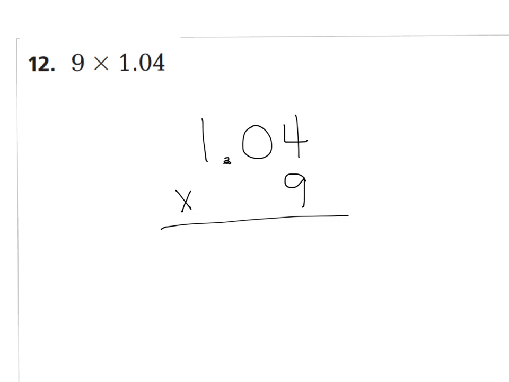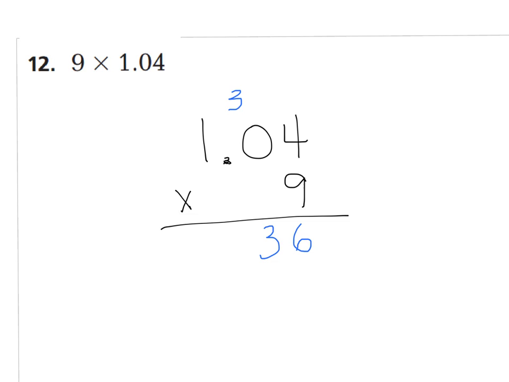Okay, for this one, you should have said that you have 9 groups of 4 hundredths. So 9 times 4 is 36 hundredths. We can't fit 36 hundredths in the hundredths place, so we're going to regroup and have 3 tenths and 6 hundredths. Now we have 9 times 0 tenths, which would be 0 tenths. However, because we regrouped those 30 hundredths and made 3 tenths, we can now add back in those 3 tenths. So let's go ahead and put 3 tenths down here.